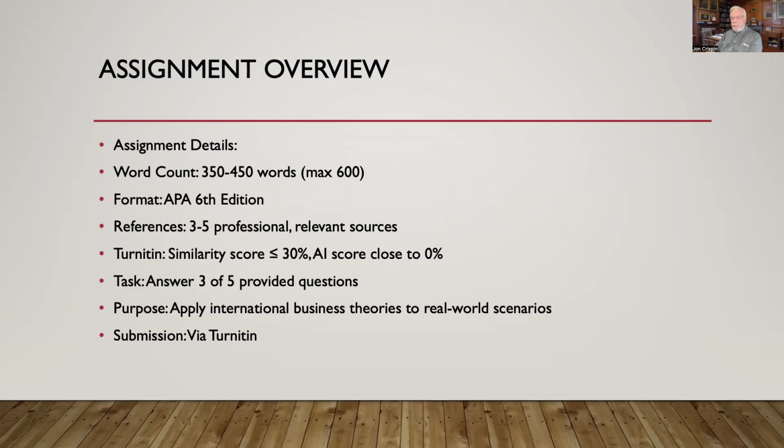The next is also to use credible sources, such as your textbook, academic journals, or reputable business publications to support your arguments. And also remember, make sure your Turnitin similarity scores are low, which is critical for academic integrity. And also, you may want to start early to manage your research and writing effectively.